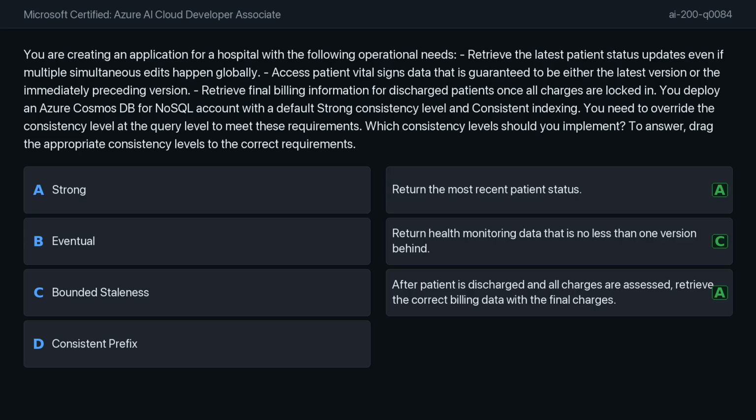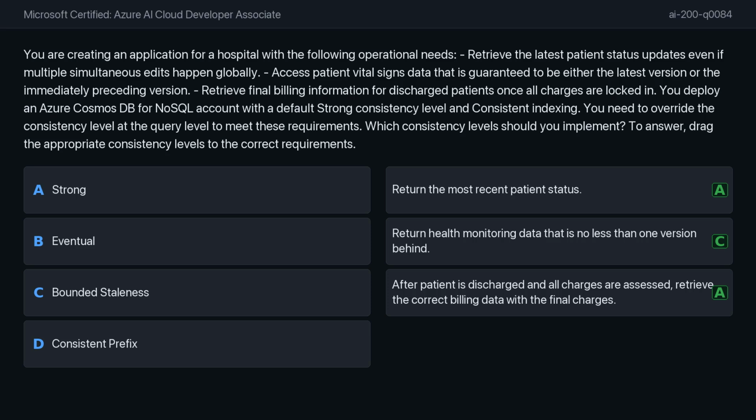In my view, the correct approach to these requirements involves selecting specific consistency levels for each task. For the first requirement, retrieving the most recent patient status despite global simultaneous edits, I believe the correct answer is strong consistency. This level ensures linearizability, guaranteeing that every read operation receives the most recent write, which is critical for medical status updates where stale data is not acceptable.